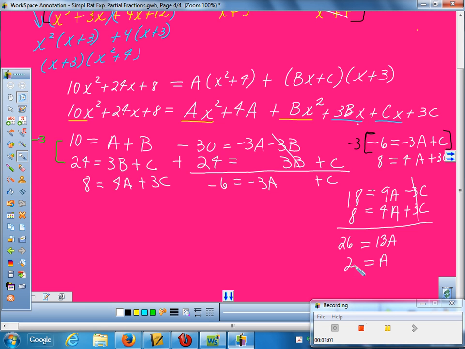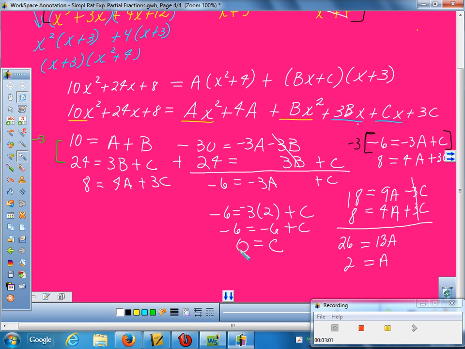Once you've got one variable solved for, it makes the rest much, much easier. You can now go back and sub in with your a. Now that you know a, you can find c. So I am going to go with this equation I have right here, the negative 6 equals negative 3a plus c. I could say negative 6 equals negative 3 times 2 plus c. So if negative 6 equals negative 6 plus c, that must mean c equals 0. That's interesting. But it can happen. Maybe one of those variables isn't there.